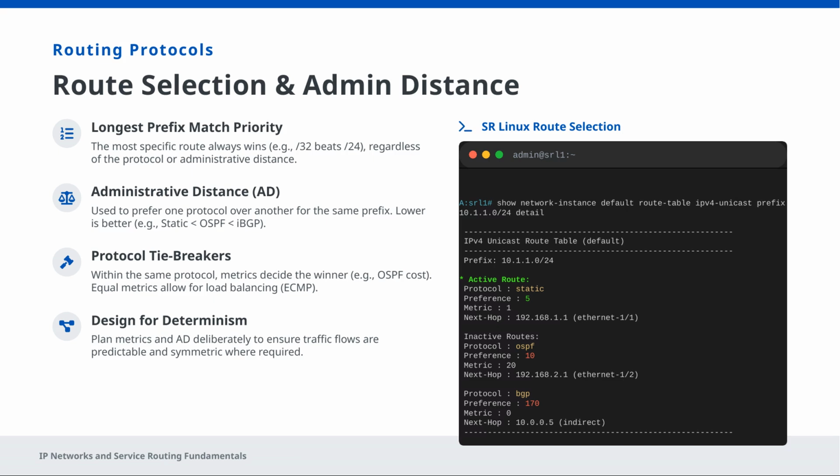This layered decision process explains why troubleshooting route selection requires careful attention. You may need to ask, was the route learned? Was it preferred over alternatives? Was it installed into forwarding? Understanding that chain prepares us for a final routing summary before we move into MPLS and VPN services.